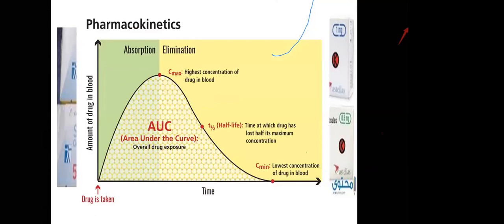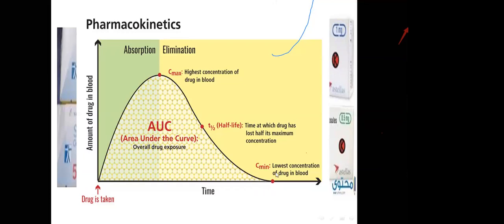This is a very important diagram because these drugs have a narrow therapeutic index and very high toxicity. So you should know this diagram carefully, because this is how we monitor this drug. We give the drug. This is the time of taking the drug, and the drug reaches its maximum level around 2 hours after taking it. And it will decrease until the next dose, which is the trough level, the lowest concentration in the blood.